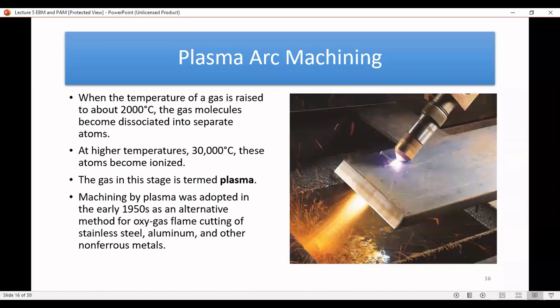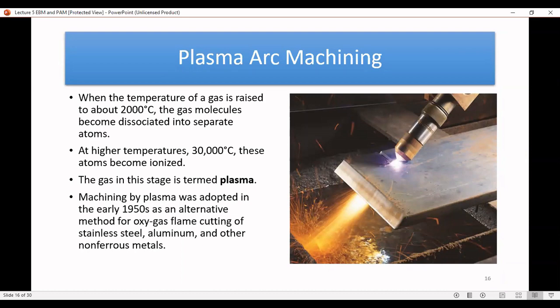Just last time when we talked about the plasma channel in the EDM process, we talked about generating a plasma channel, right? But that is in the fluid. But if you want to develop a plasma, you want to ionize the gas, right? So you need to heat it up.